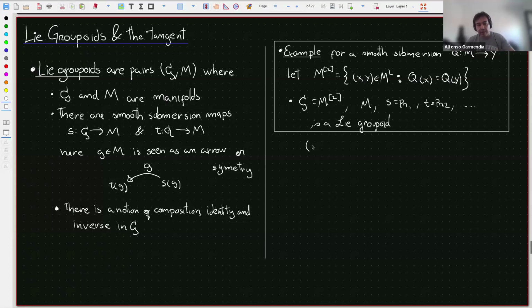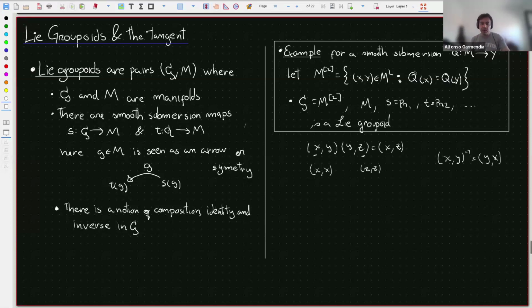If I have XY, now I have to compose this one with something that ends where the first one starts. So YZ composed with XY is equal to XZ. The identity for an element here will be XX, and the identity here is ZZ. And the inverse of XY is just YX. And with this, I have a groupoid structure.